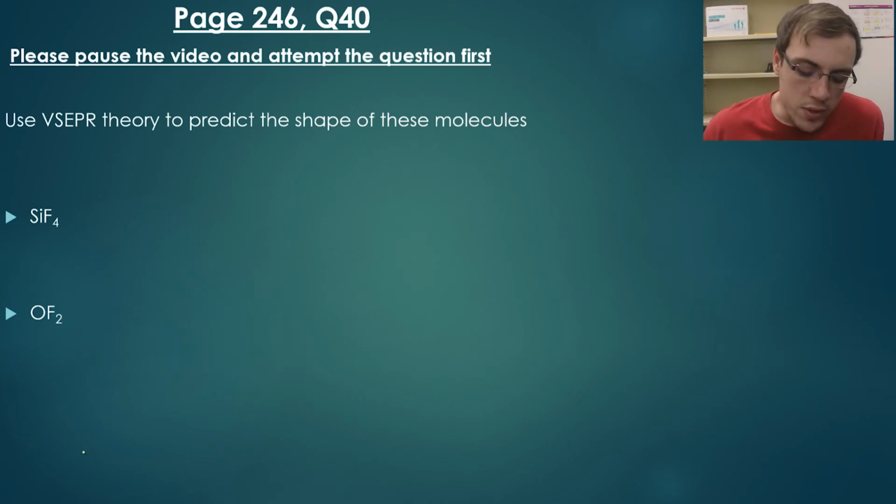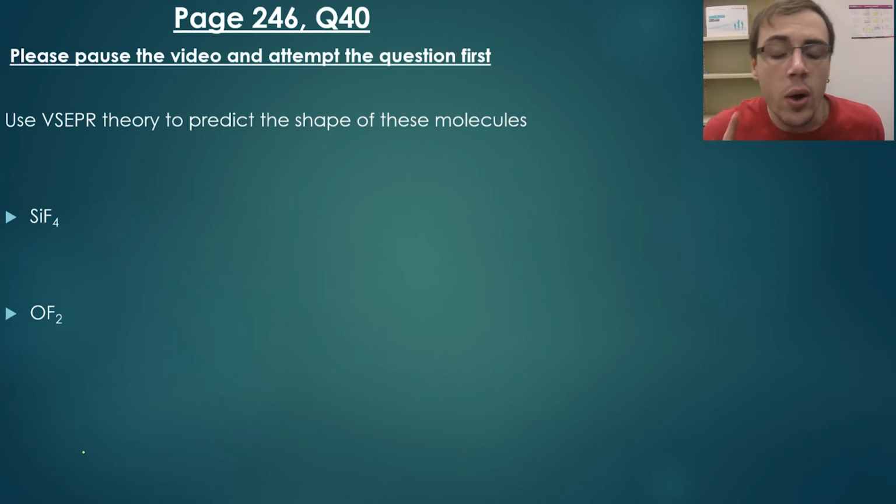Okay, so let us now move on to question 40 on page 246. Use VSEPR theory to predict the shape of these molecules. So again, when we're looking at VSEPR, it's very important to make sure that you draw the Lewis structure out first. Because by drawing the Lewis structure, you can see the lone pairs. Now, if there are any lone pairs of electrons, they do affect the overall structure of a compound. And that is a big thing that students often forget when they're trying to do these sorts of questions.